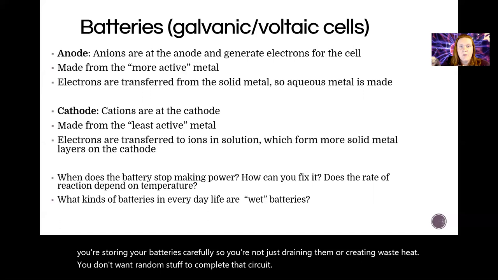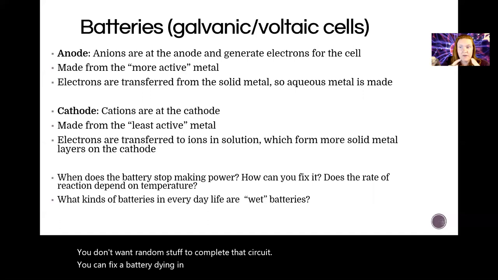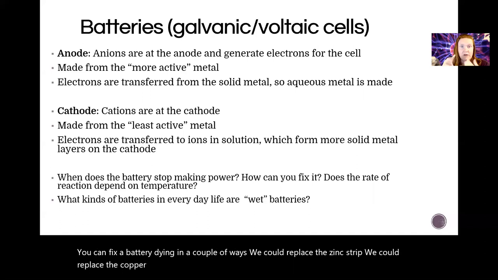You can fix a battery dying in a couple ways. We could replace the zinc strip. We could replace the copper ions. We could maybe clean up or replace the salt bridge. So those are some options.